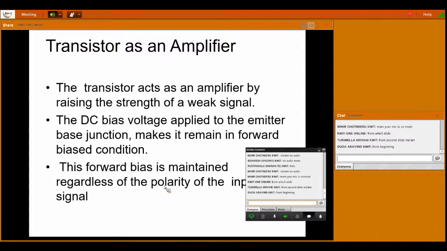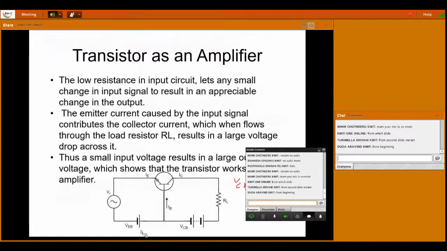Here the base is common and we have additional DC voltage sources VEB and VCB. These VEB and VCB can operate your transistor in the linear region. VEB is the input junction DC voltage we are applying, and VCB is the output junction voltage which makes your output junction reverse biased. Now this is the small signal input source that you connected at the input of your common base amplifier.